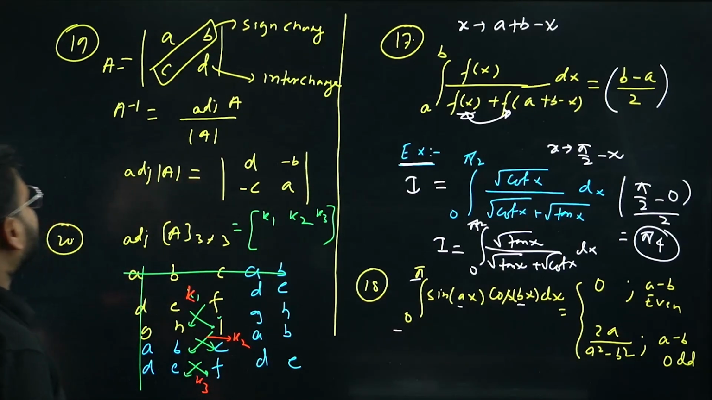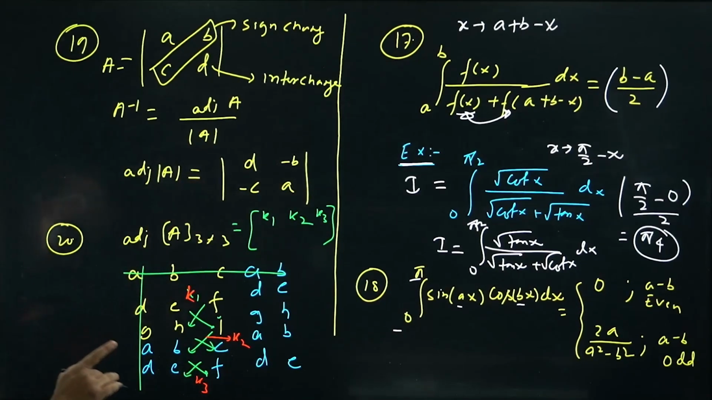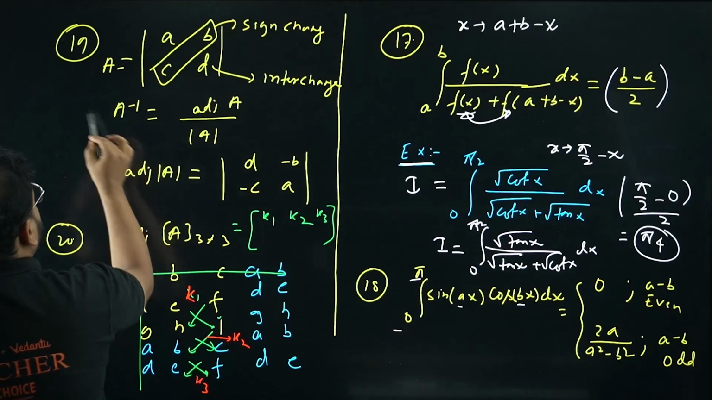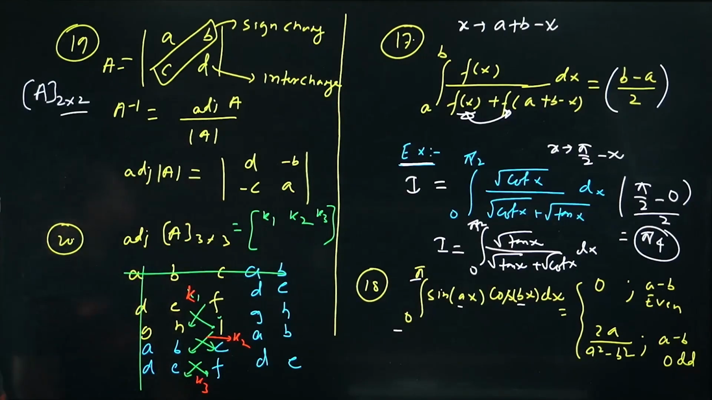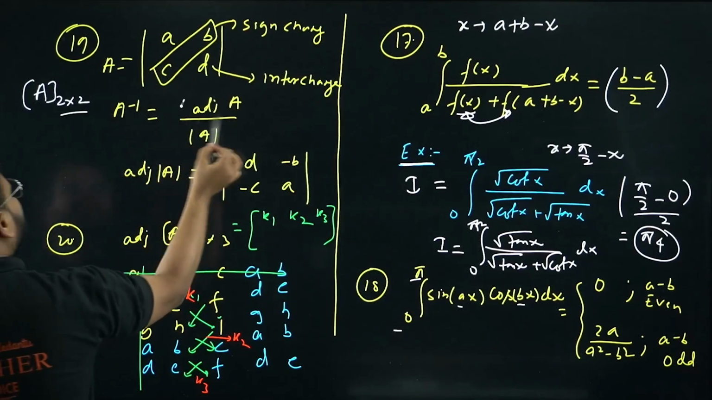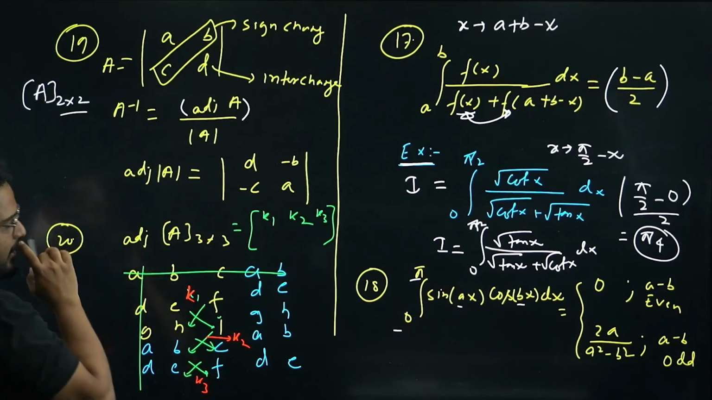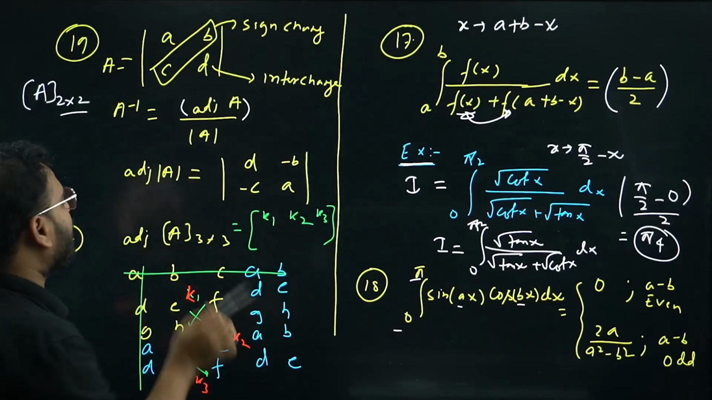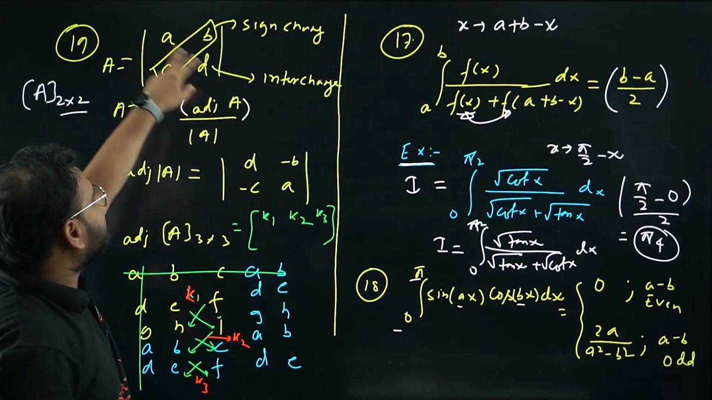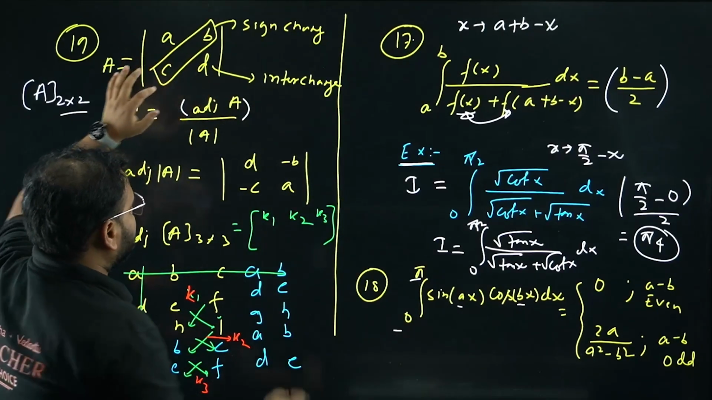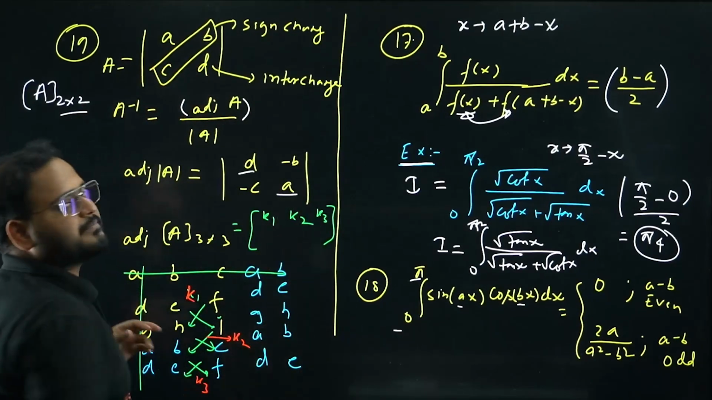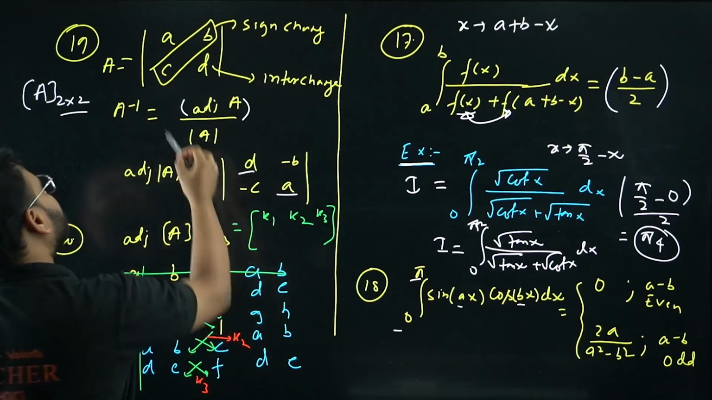Okay. Trick number 19. If you are looking to find the inverse in case of a 2 cross 2 matrix A, how do you find that? Adjoint A by determinant of A. You know how to find the determinant of A, not a problem. But how do you find the adjoint of A? Simply interchange the diagonal elements. So move D over here and A over here. So D comes here, A comes here. And for the other elements, just change the sign.